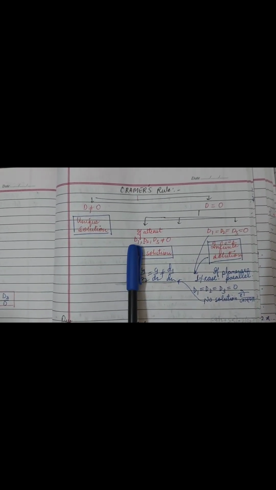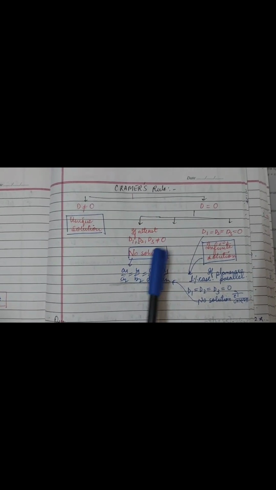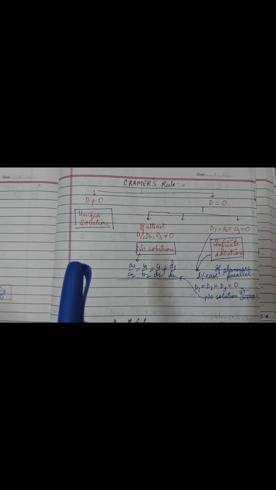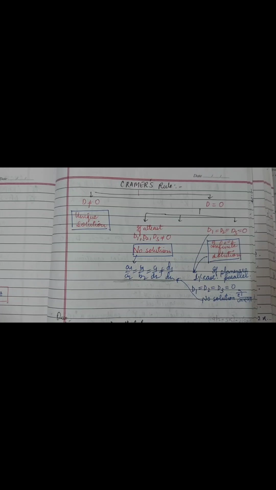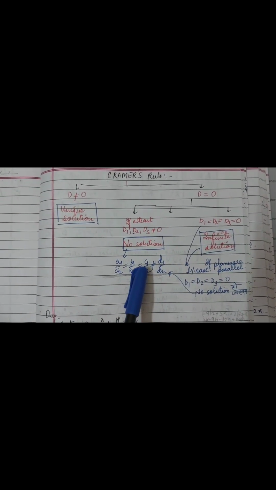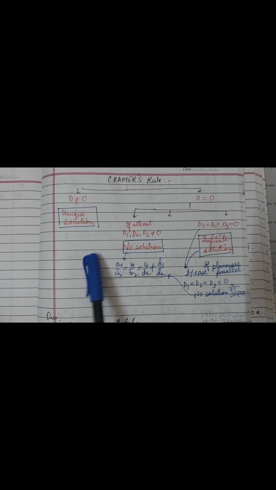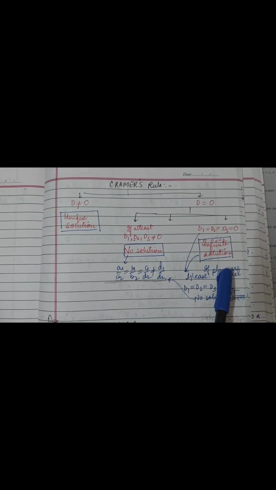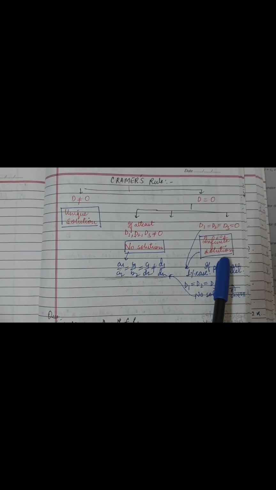And if d is equal to 0, then if at least one of d1, d2, d3 is not 0, there is no solution. If d1, d2, d3 are all equal to 0, then they will have infinite solutions. Like if d is equal to 0 and only one d is equal to 0, the other d's are not, in that case there will be no solution. And if all of d1, d2, d3 are equal to 0, in that case there will be infinite solutions.